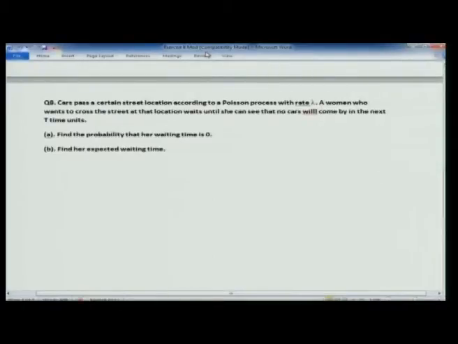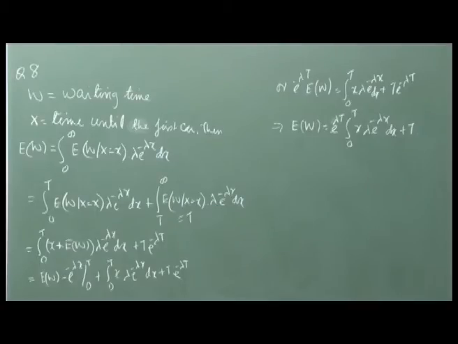So, now you have e raised to minus lambda t as the probability that her waiting time is 0. So, you find out her expected waiting time. This you can now do by yourself. To answer the second part, that is, what is the expected waiting time of the woman who waits at the crossing for the cars to come, you will have to compute the expected value of the waiting time by using conditional probabilities. I will just write down the solution for you on the board.